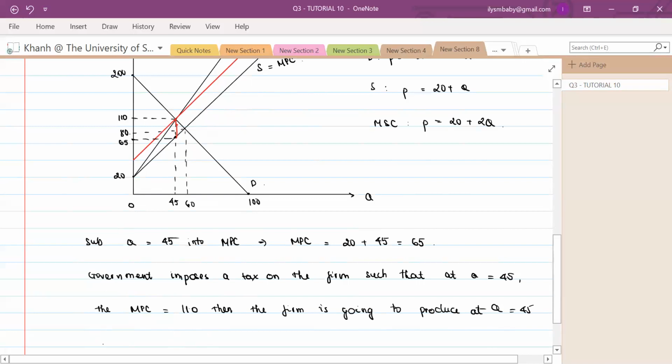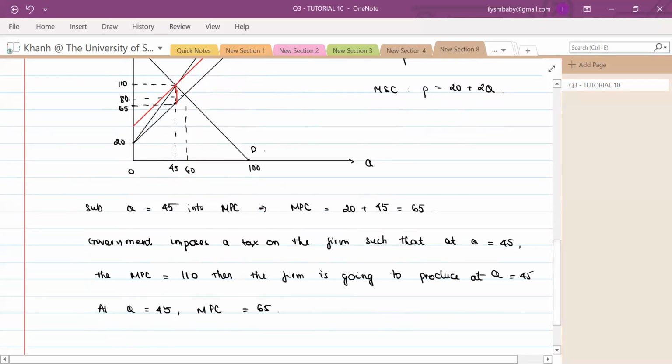So we know that at quantity equal to 45, the marginal private cost for the firm at the moment is already 65. So in order for the marginal cost for the firm to equal 110, the government should impose a specific tax of 110 minus 65, and so that is going to be equal to 45.